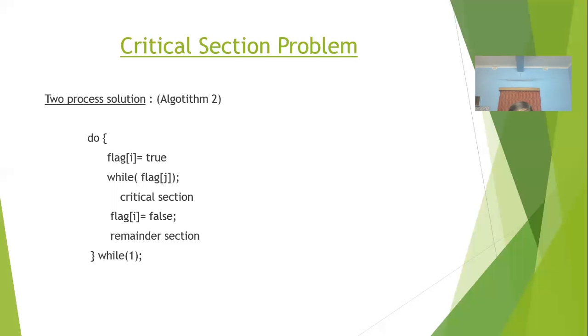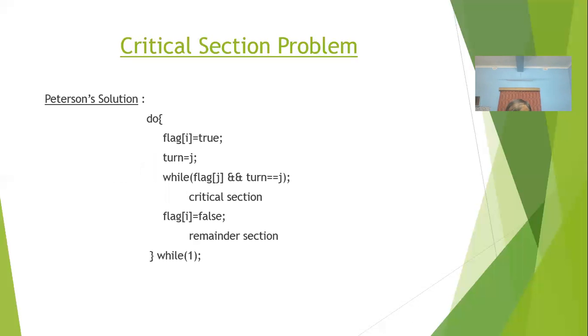Now at this point, Pi would enter into the critical section. On exiting the critical section, Pi would again set flag[i] to be false, allowing the other process, in this case process j, to enter into its critical section. That means flag[0] keeps track of the process 0 state and flag[1] keeps track of the process 1 state. So this is another solution to handle the critical section problem.